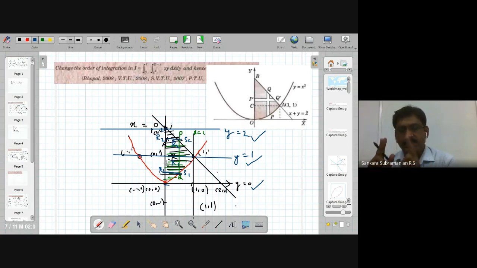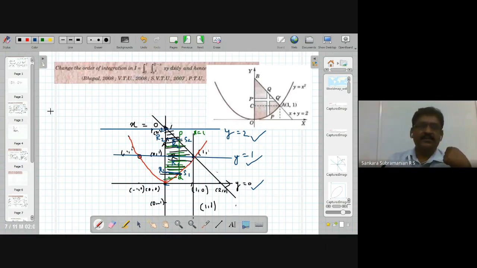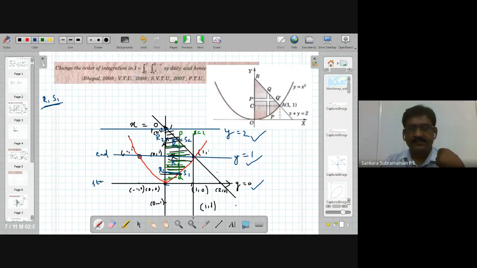Therefore you need two strips. R1 S1 is the strip which will be used to cover the region R1, and R2 S2 will cover the region R2. So the integration splits into two. So considering the strip R1 S1, the limits for y: this is the starting point for R1 S1 and this is the ending point for R1 S1.